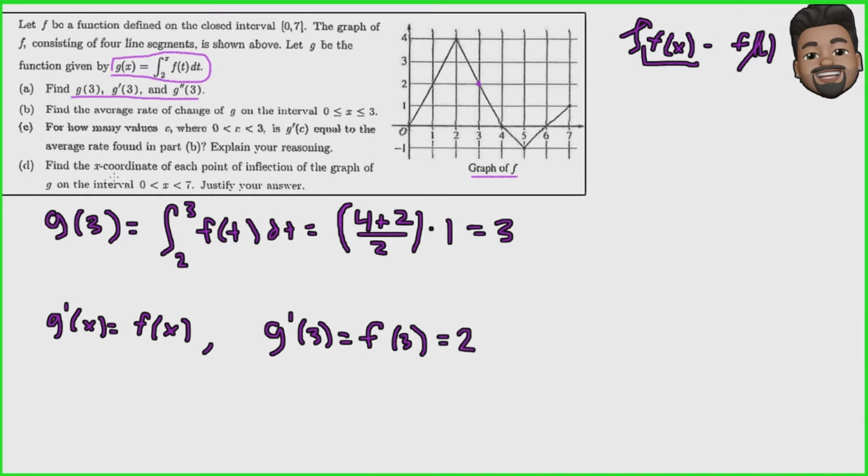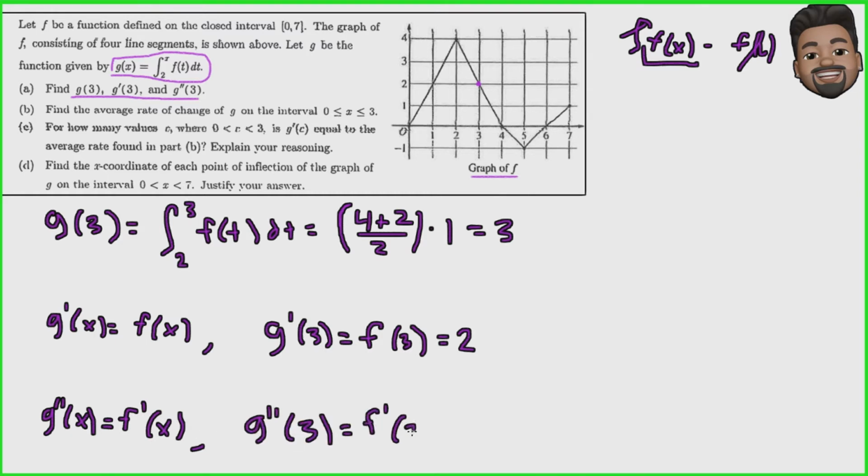Let's now find g double prime of 3. I'm going to take the derivative from up above, so g double prime of x is equal to f prime of x. Now we'll plug it in. We get g double prime of 3 is equal to f prime of 3. Now that we plugged in, g double prime of 3 equals f prime of 3, we need to take the derivative at 3.